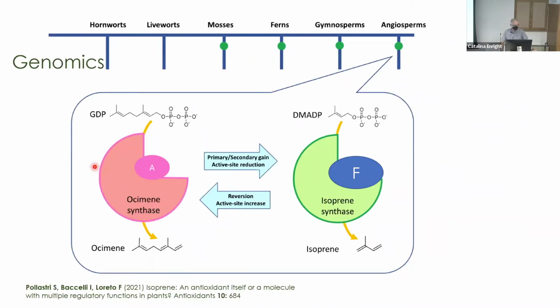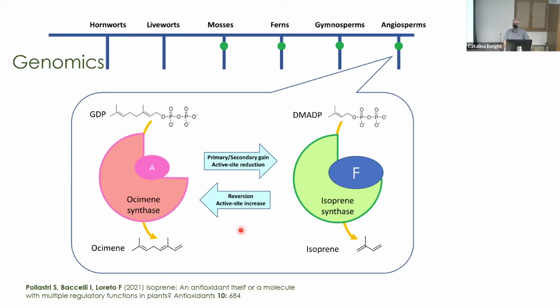And this is an ocimene synthase. So this is ocimene, and you see it's similar to isoprene, it's just a little bit longer. And all of the ocimene synthases have an alanine at a particular location, whereas all the isoprene synthases have a phenylalanine at that same location. So the pocket is smaller in the isoprene synthases, and it will only fit the DMADP. What I don't understand is why DMADP doesn't come in here and why all ocimene synthases are not isoprene synthases, but it seems to be the case.